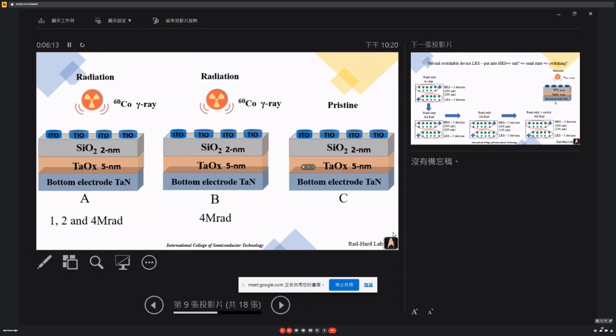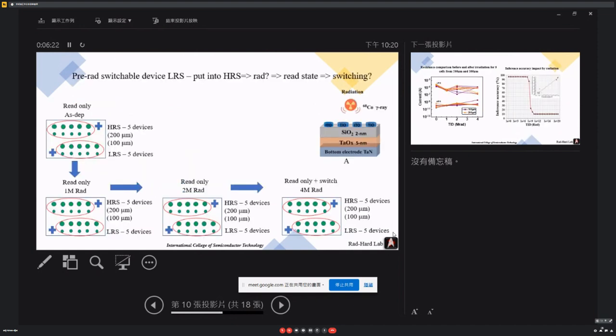I will first explain the reason and how the experiment is done for device A. Here we can see the experiment of device A.